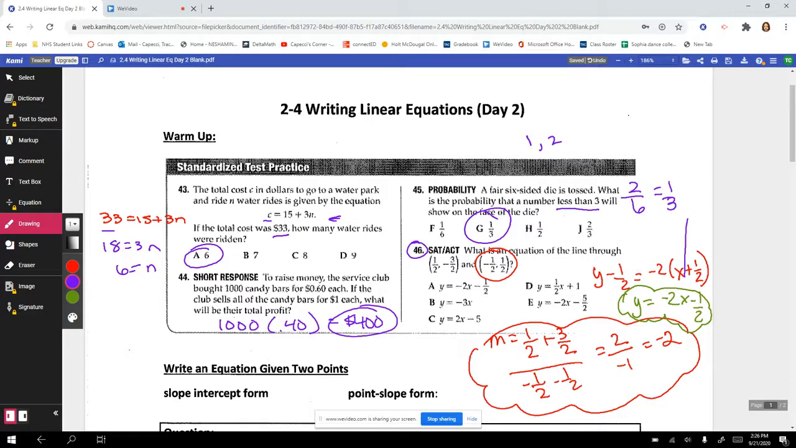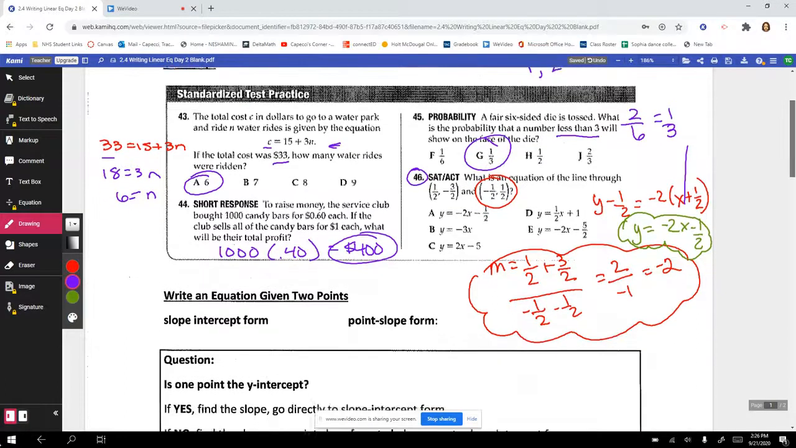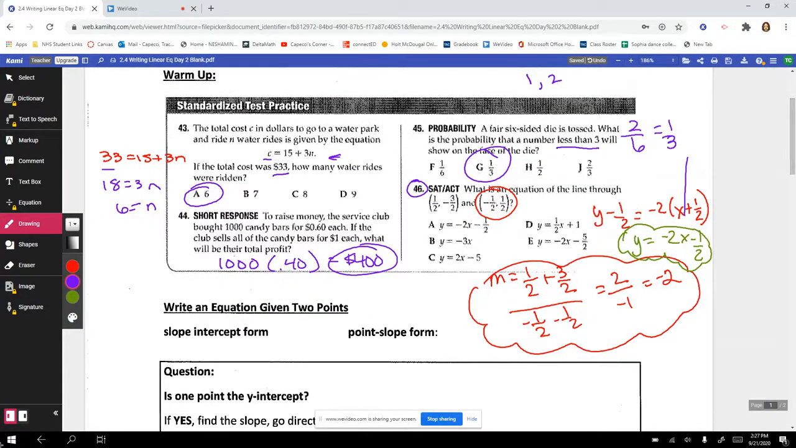Number 46 is a little involved because of the fraction. So if you want to pause the video and try it, you are more than welcome. What is the equation of the line through these 2 points? The first thing I have to do is find the slope, which is what I did right here. When I simplify it all, my slope is -2.